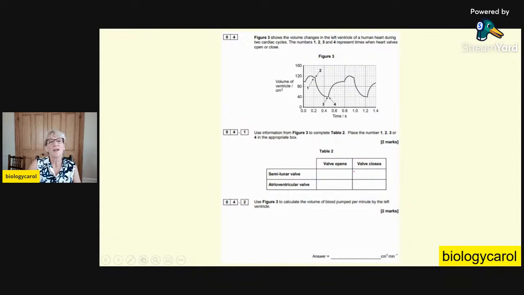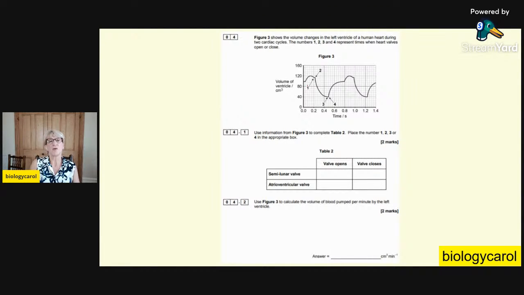Question 4. Figure 3 shows the volume changes in the left ventricle of the human heart during 2 cardiac cycles, and the numbers represent heart valves opening and closing. So this is not a graph that you would necessarily be familiar with.